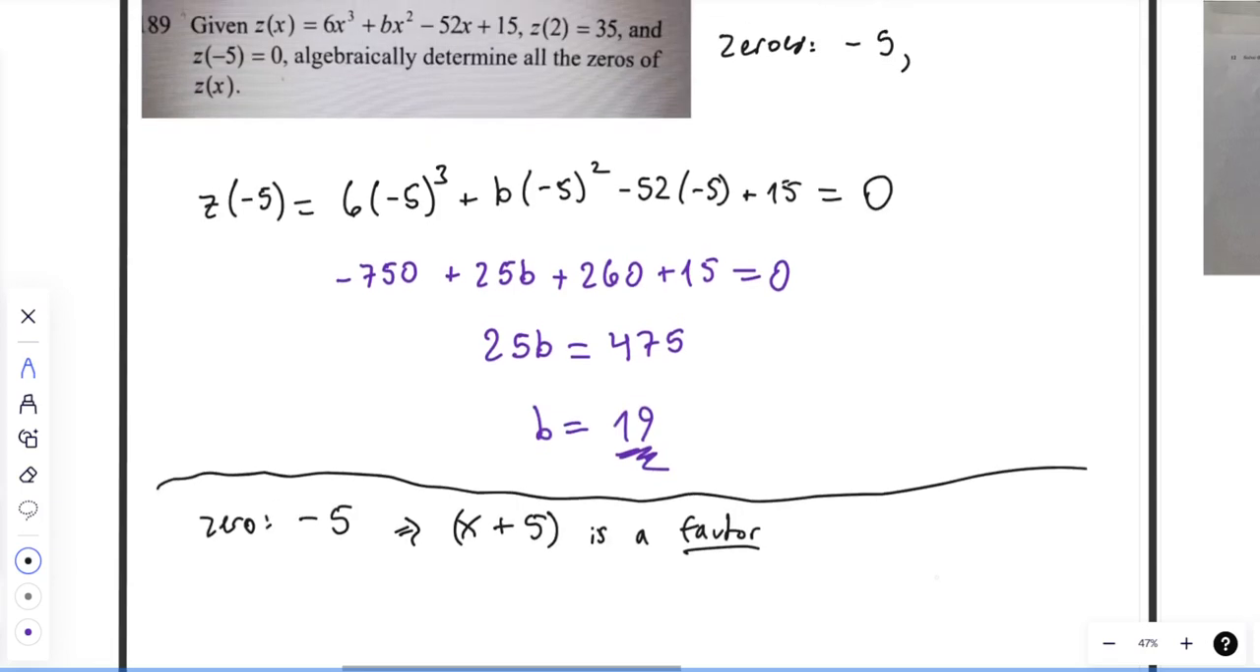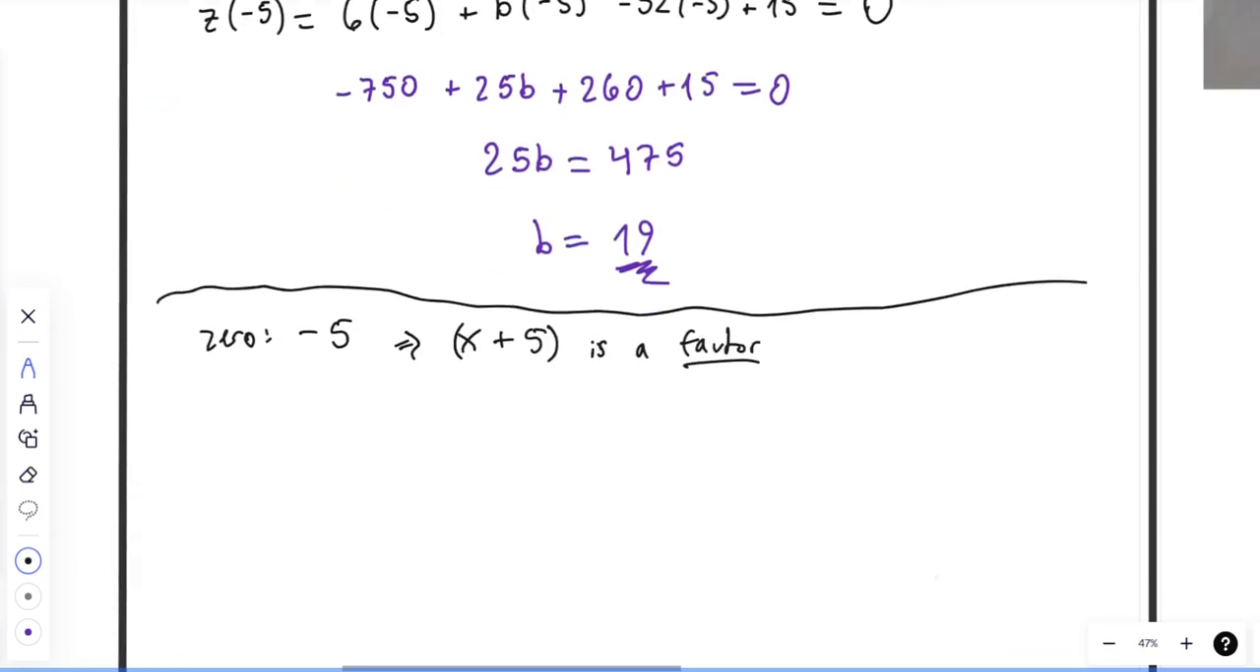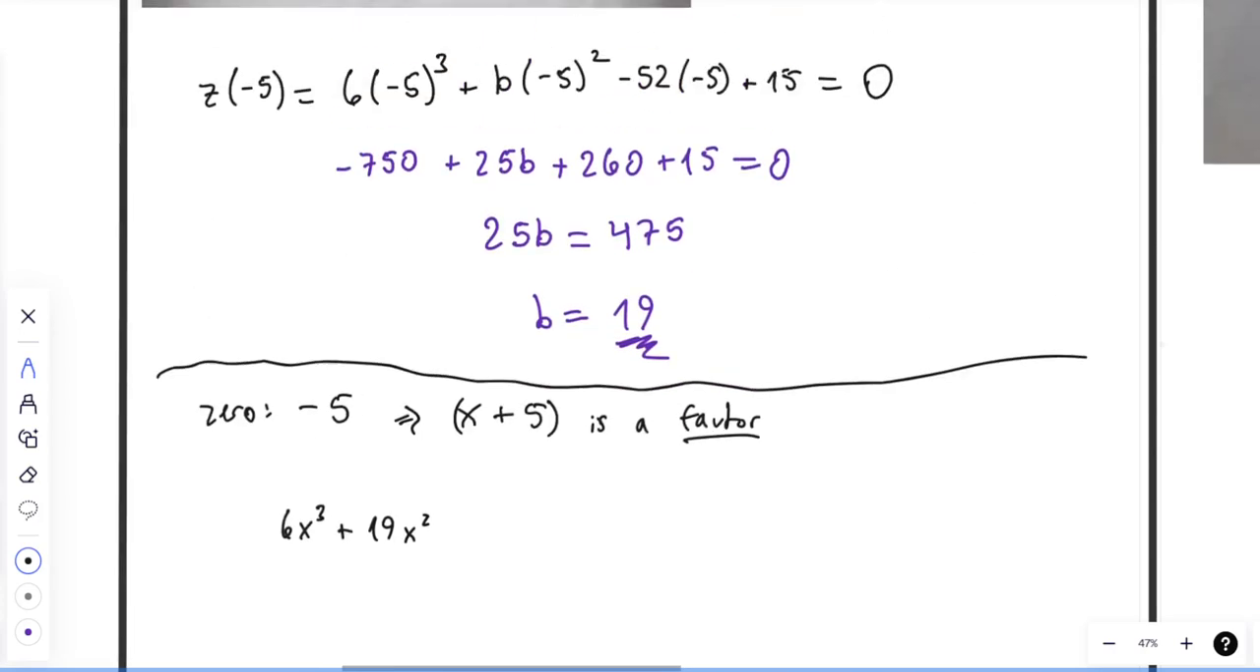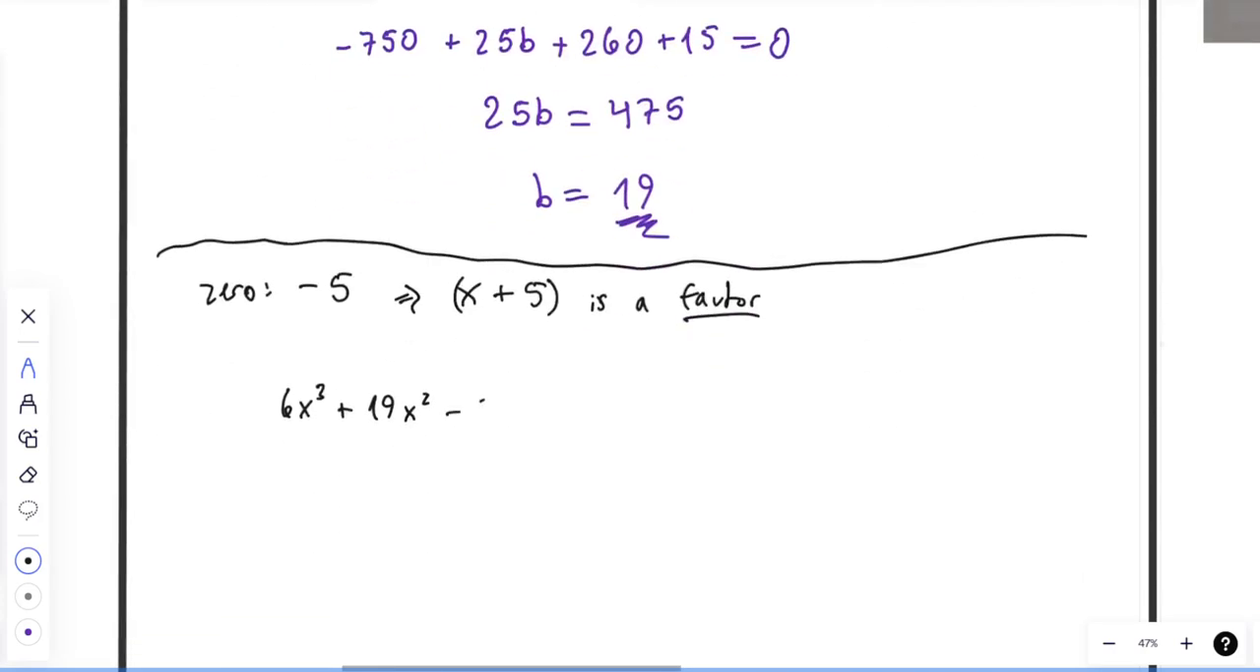That would mean it divides evenly into that function. So something like 6x cubed plus 19x squared minus 52x plus 15. That's actually divisible. It's actually going to be divisible by x plus 5.